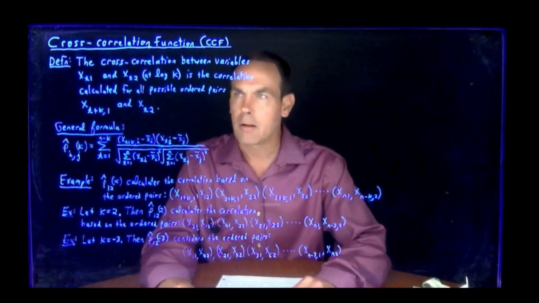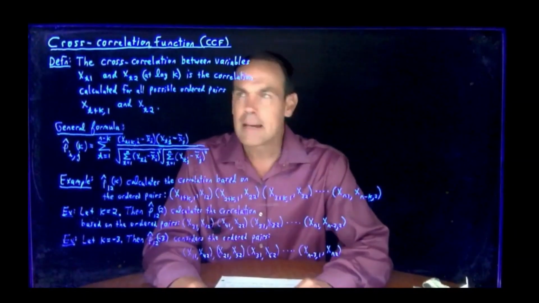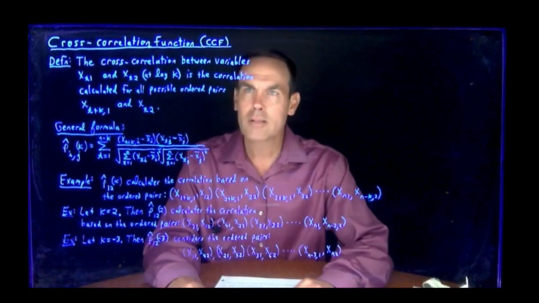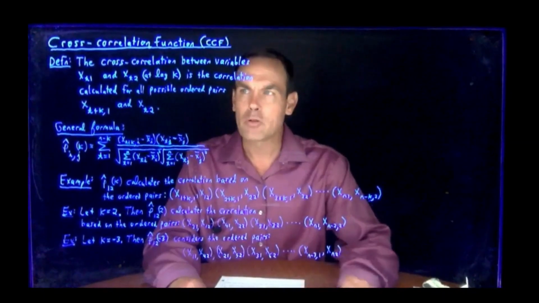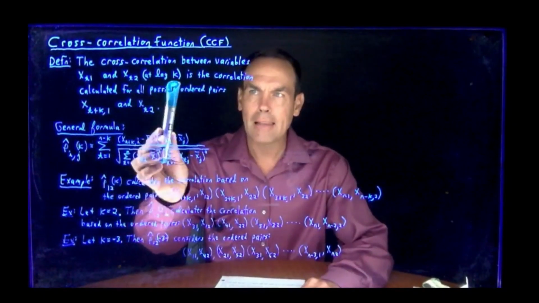So let's talk about it here. First of all, the definition: what is the cross-correlation function? It's defined as the cross-correlation between variables xt1 and xt2 at lag k.